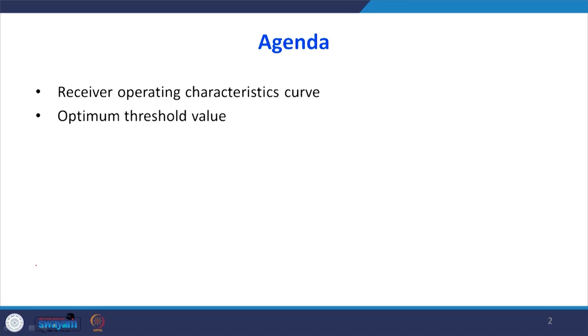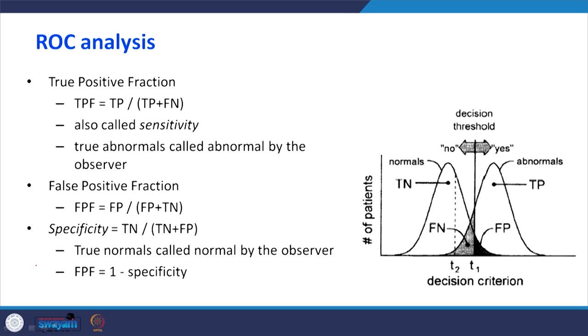The agenda for this lecture is we will continue with the receiver operating characteristics curve, then how to choose the optimum threshold value to classify the category, whether it is 1 or 0. Here we will use a lot of pictures to give you more understanding. So what is ROC analysis?